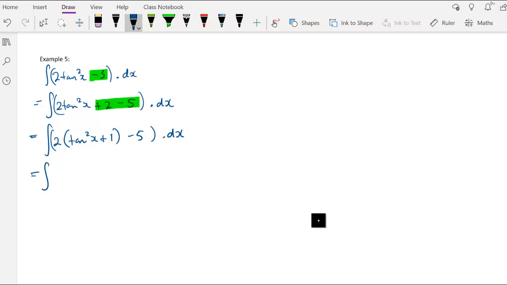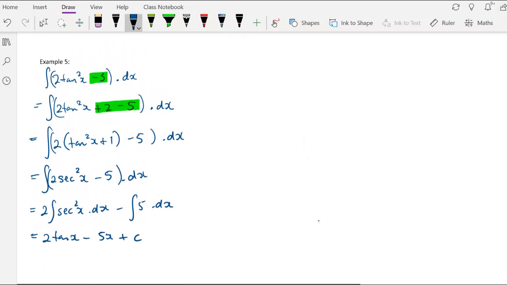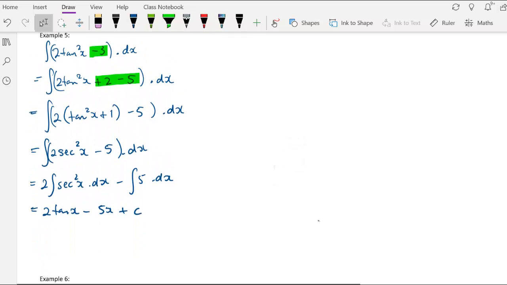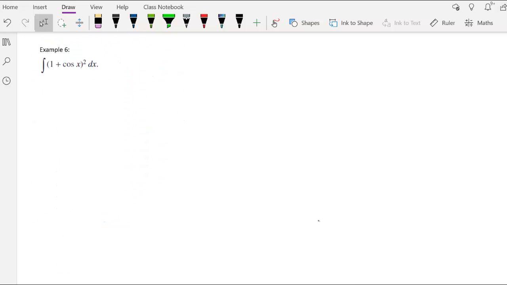Which means we've got the integral of 2 sec squared x take 5. So we have 2 times the integral of sec squared x with respect to x, take the integral of 5 with respect to x, and we've got 2 tan x take 5x plus c. Okay, so something that looked more complex is simple if you manipulate it in the right way. Okay, so now we'll look at our last example.